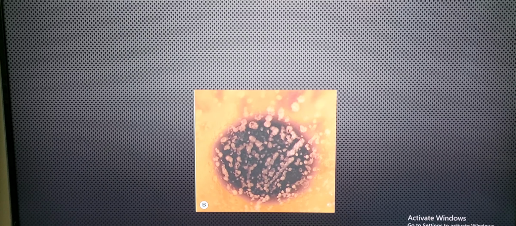Describe this picture. A picture of a cornea which shows multiple granular opacities throughout the cornea, surrounded by clear cornea in between the opacities.